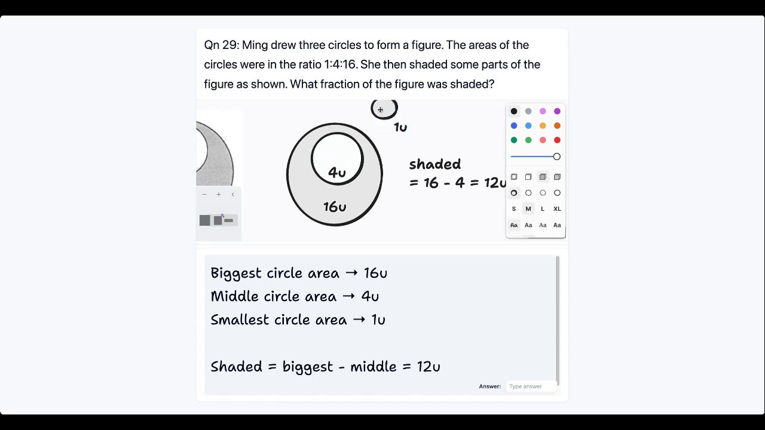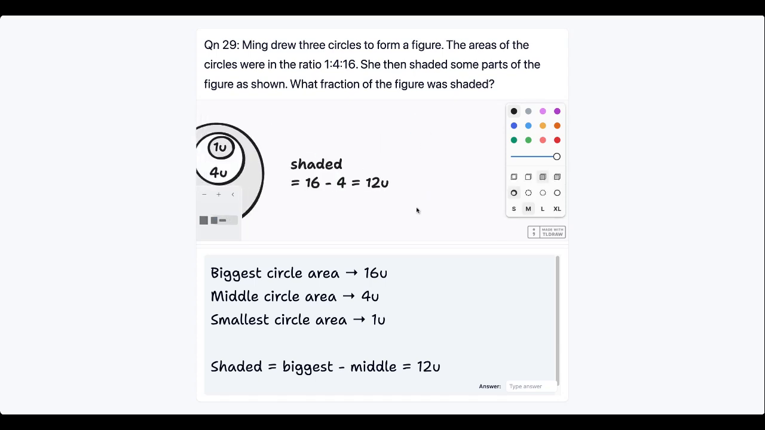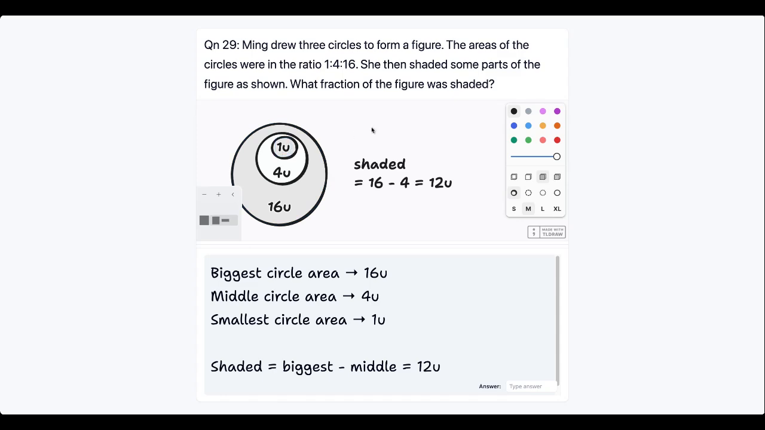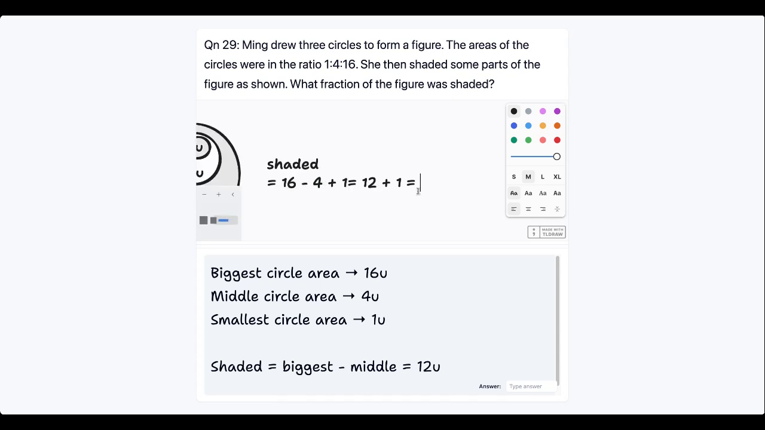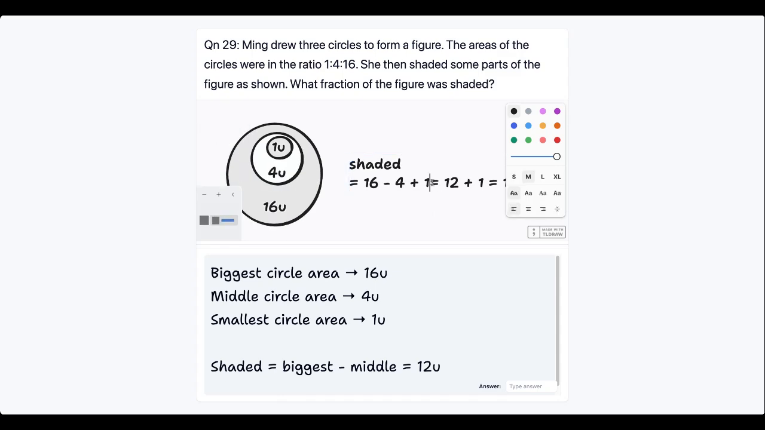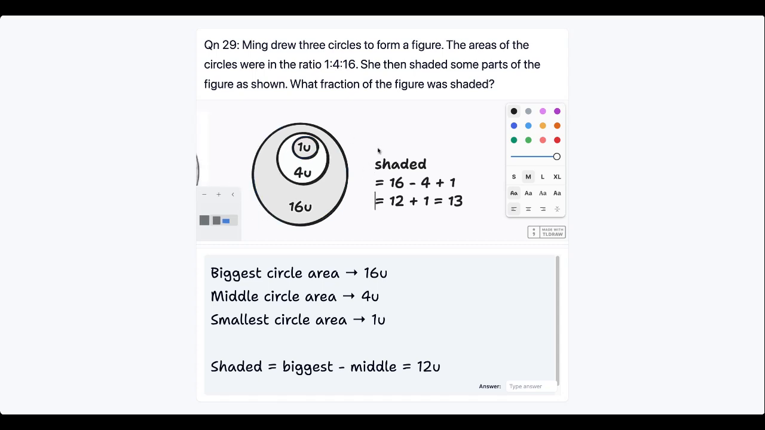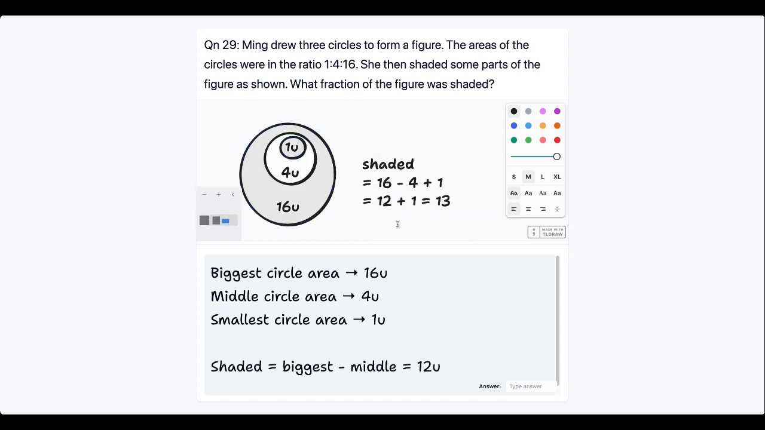Okay, 1 unit. Why is it not here? Okay, so I'm just gonna copy this, paste this, because it looks like this. So in this case, what should we do with this 1 unit over here? We actually need to plus the 1 unit because there's an additional shaded part, right? So that means 12 plus 1, which is equal to 13. There you go. So this is the shaded part that we see over here. So biggest minus middle plus smallest.